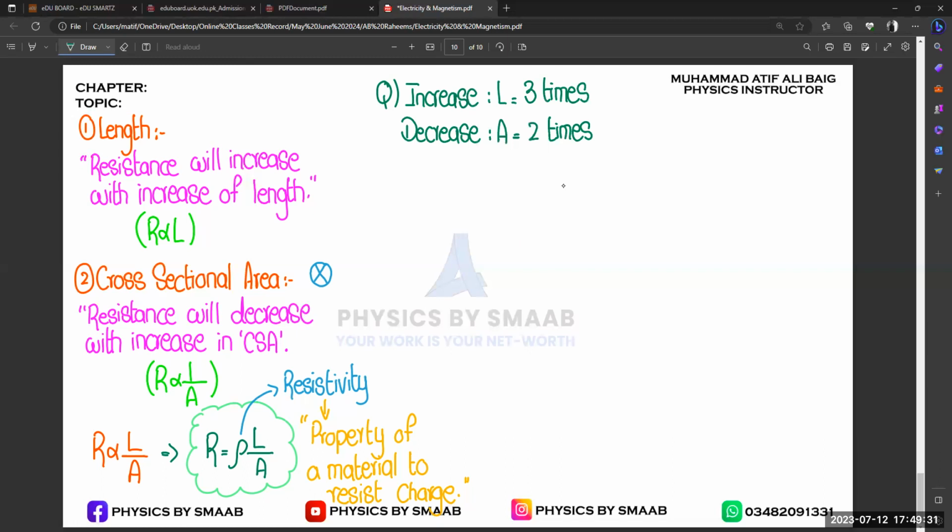We only have the concept of how many times we increase the length and how many times we change the cross-sectional area. You need to answer in the form of resistance. What will be the change in the total resistance, right?